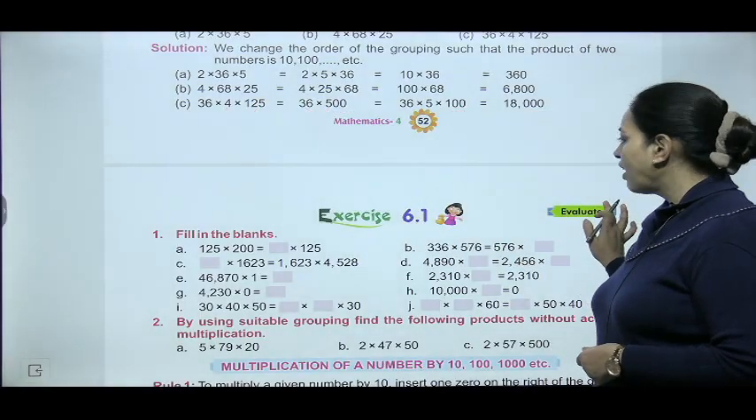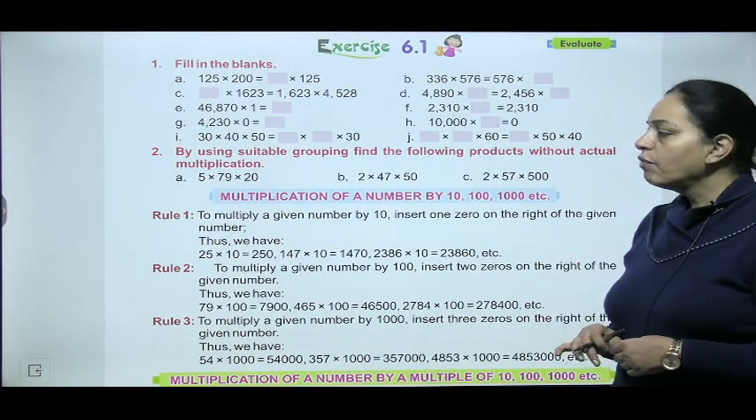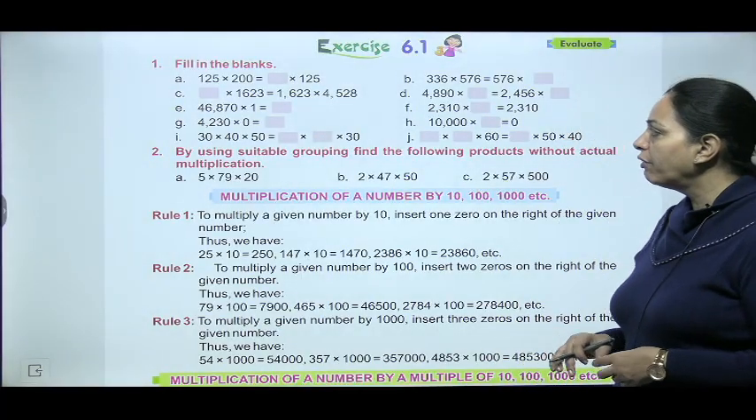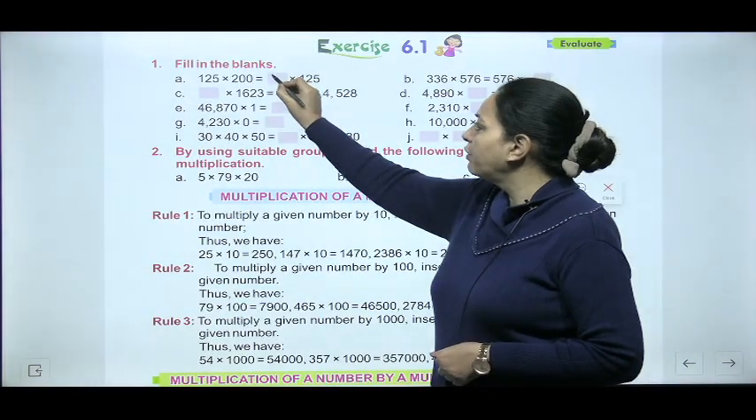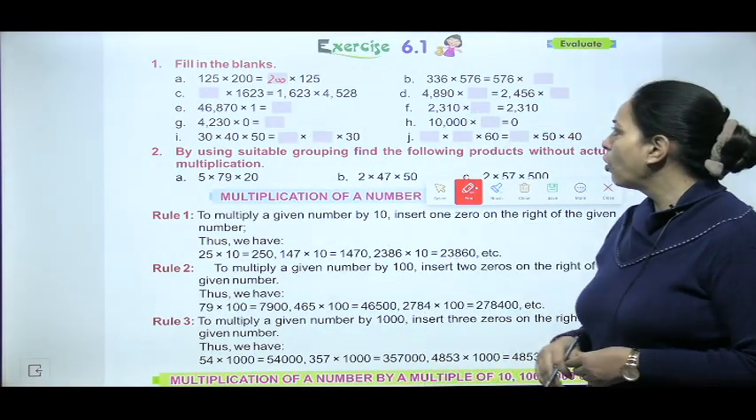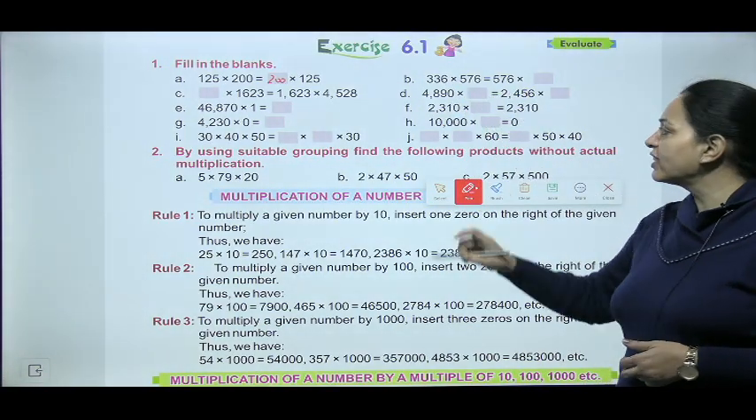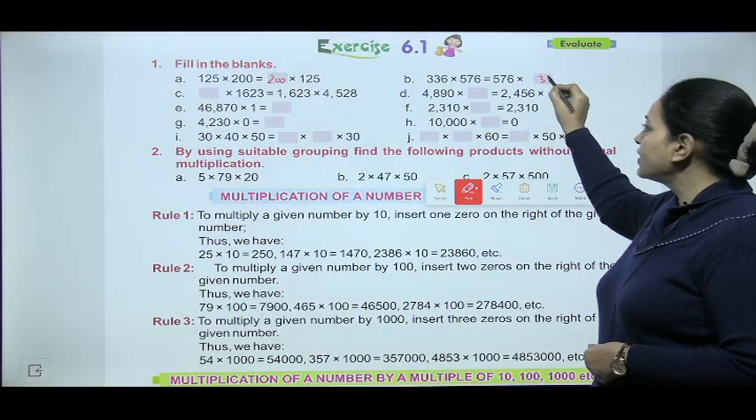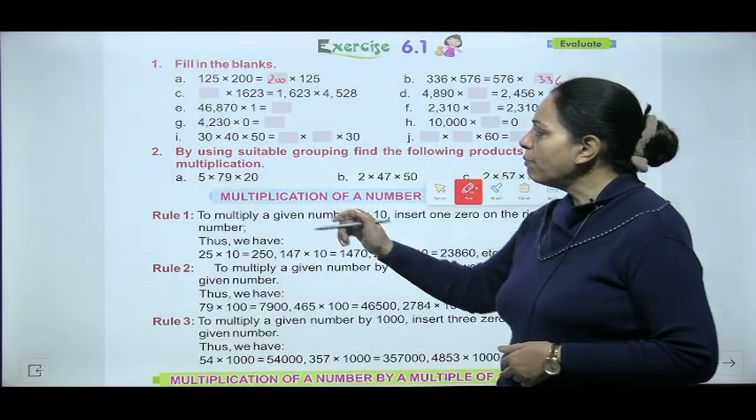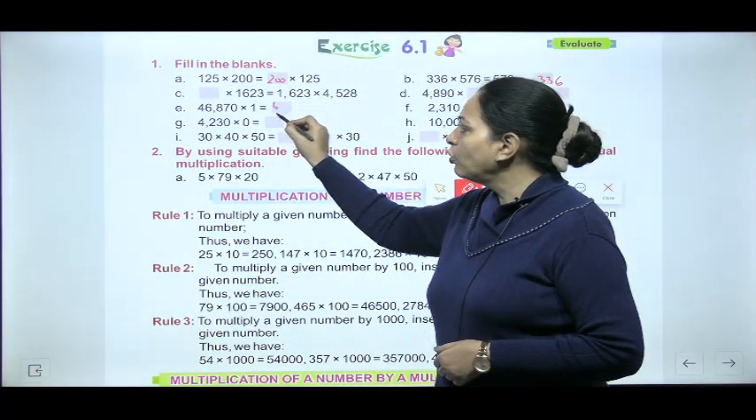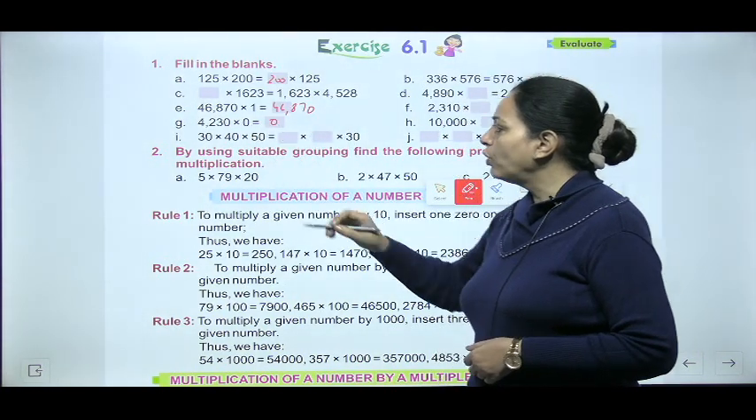Now come to exercise 6.1. Question number 1, fill in the blanks. A part, 125 multiplied by 200 equals 200 multiplied by 125, commutative property. B part, 336 multiply 576 equals 576 multiplied by 336. Now E part, this number multiplied by 1, you will get the same number. G part, this number multiplied by 0, you will get 0 only.